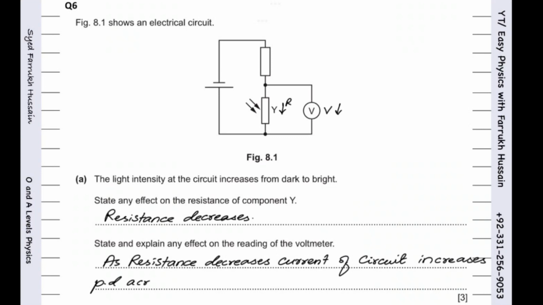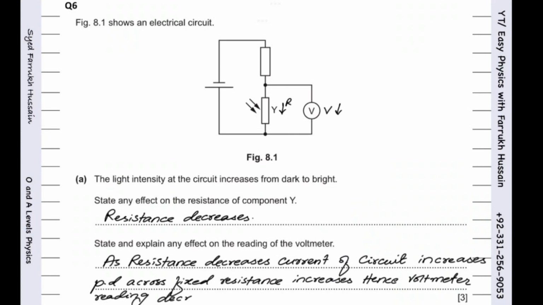Because you know V is equal to IR, right? So V and R are directly proportional to each other. Less resistance, less voltage. So the circuit component that has less resistance will have lesser voltage. And then it's more current, right? Current of the circuit will increase, yes.